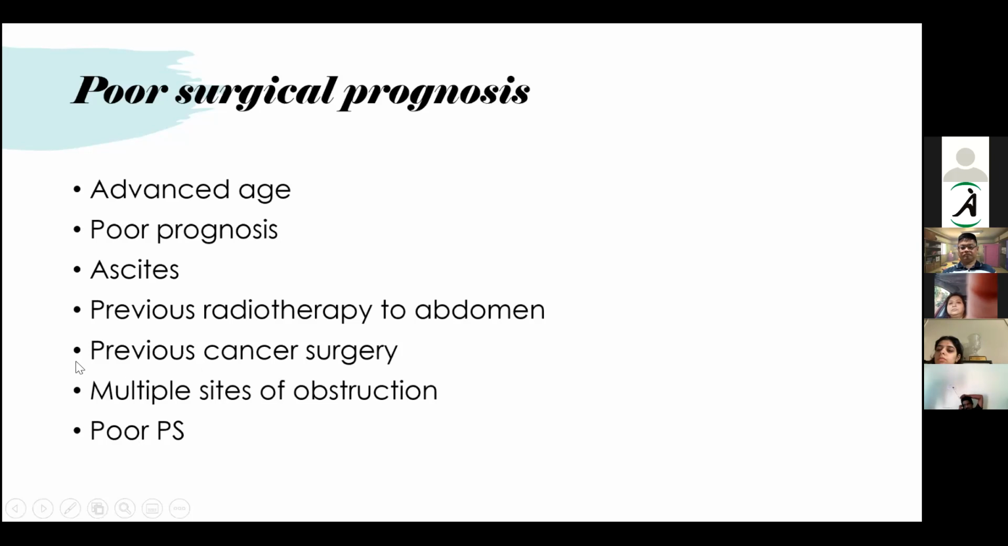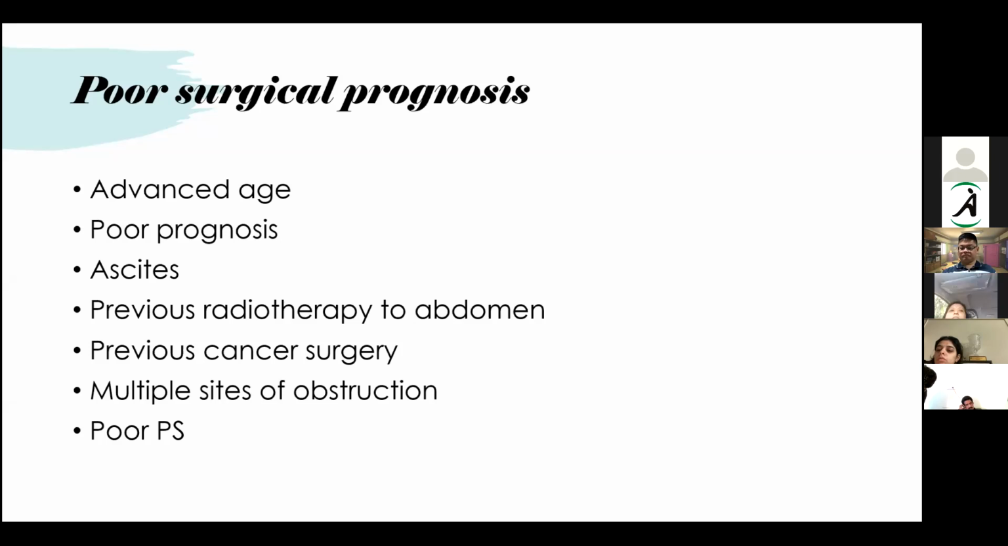Then previous radiotherapy to the abdomen. If you give radiation to the abdomen, there are post-radiation changes. The tissues can go in for fibrosis, there can be adhesions and all those things. In those cases, surgery may be difficult. Again, previous cancer surgery: the cancer surgeries are usually extensive, so if there is a previous resection, post-surgical adhesions may be there. It may be difficult to tackle.